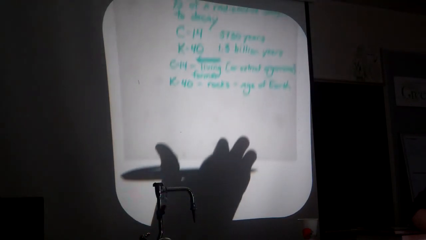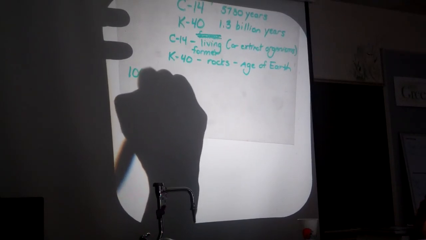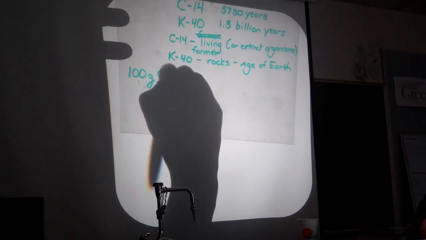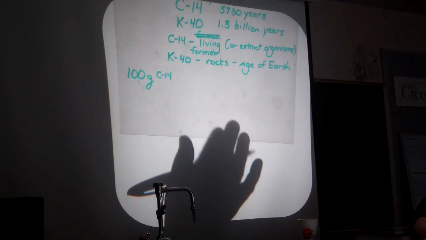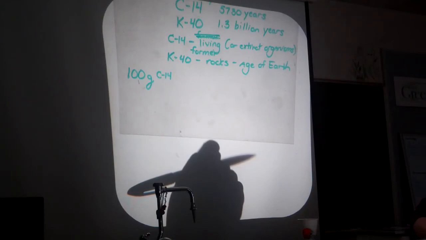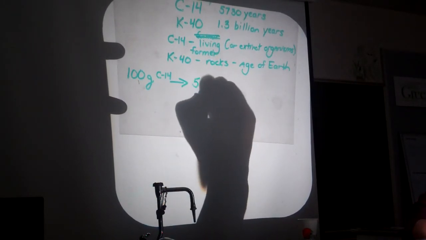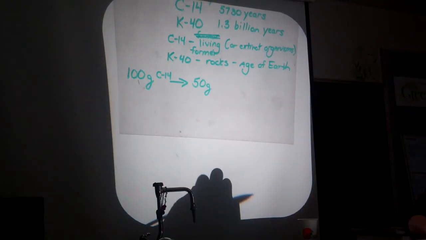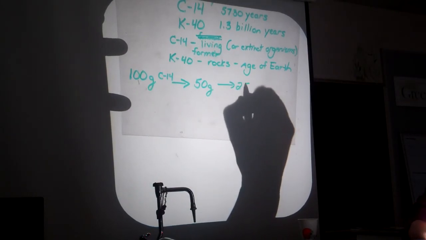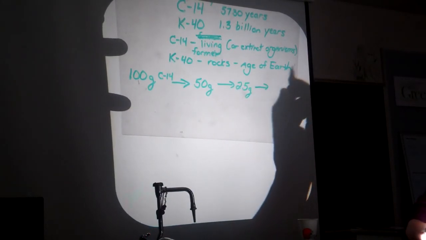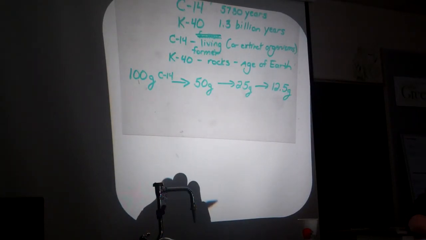Okay, here's what I want you guys to remember, and this should be all review as well, so I'm going quickly. Let's say I have 100 grams of C14. Remember, grams, it's a mass. I have 100 grams of C14, that's the radioactive stuff. I take that through one half-life. At the end, I'm only going to have 50 grams of C14. If I take that through another half-life, I'm going to have 25 grams of C14. Another half-life, 12.5 grams of C14. You get the idea.